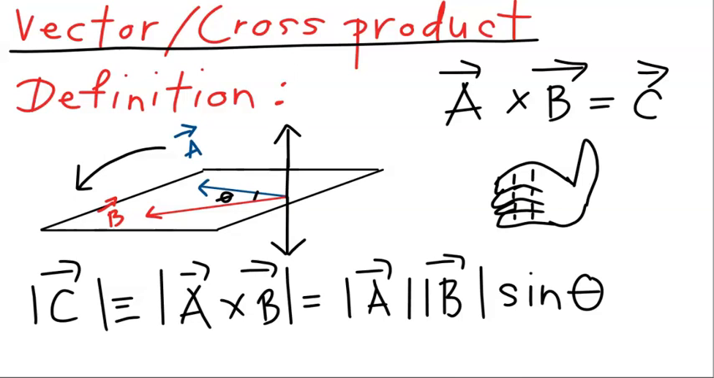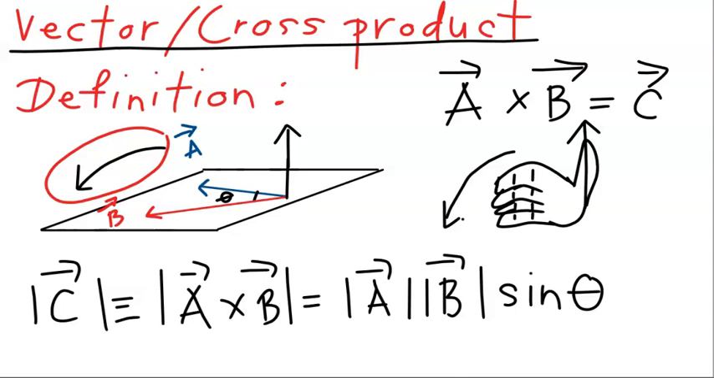Now, what is the right-hand rule? You simply curl your right-hand fingers from the direction of a to the direction of b, as shown by this arrow. So that means you curl your fingers like that. The direction of your right-hand thumb is the right direction for vector c. So that means vector c is given by that arrow. So that is your vector c.